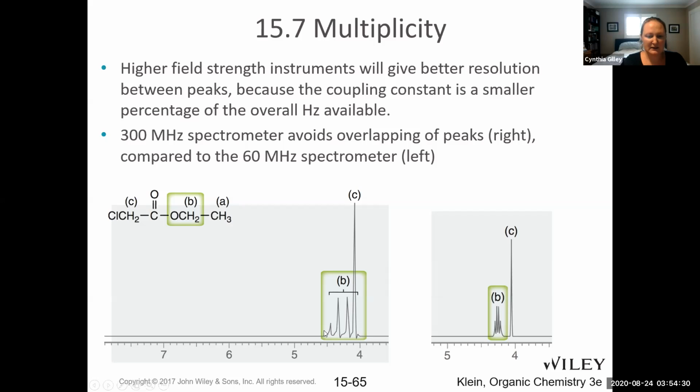In the 60 megahertz instrument, you can't exactly see the 4th little peak in the quartet because it happens to overlap with the signal from labeled C, which is this CH2 over here. That's a singlet because it doesn't have any neighbors. But in the more powerful magnet, you can see the peaks are very resolved. So that is the main reason why people want to have a powerful magnet. It is easier to see signals that are resolved from other peaks, so it makes analysis of the spectrum that much easier.